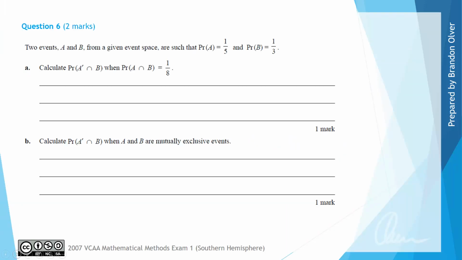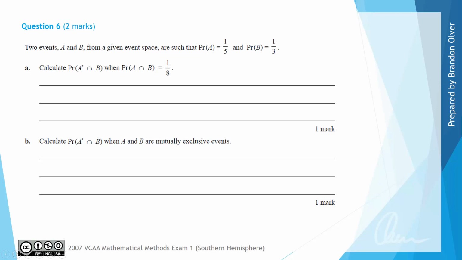So for question 6 we have two events A and B from a given event space such that the probability of A equals 1/5 and the probability of B equals 1/3. For part A we're asked to calculate the probability of the complement of A intersecting B when the probability of A intersecting B is 1/8.